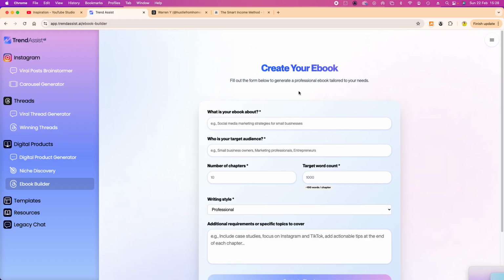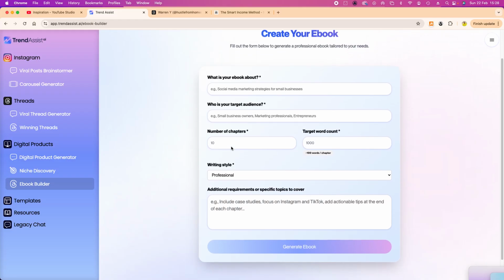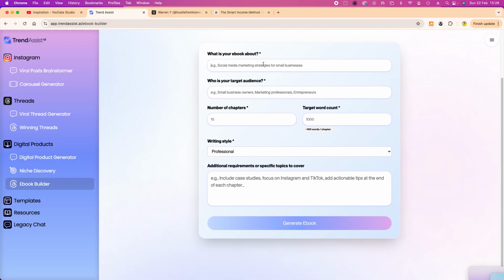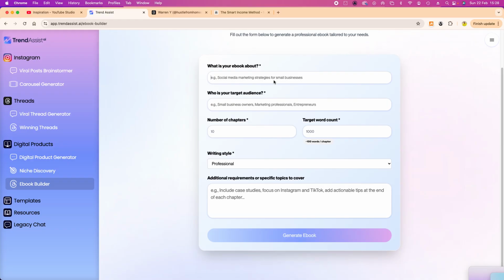Ebook builder. Fill out and generate a professional ebook tailored to your needs. So what is your ebook about? So it looks like it's gonna think. So let's say I've got an idea for a book. It's to help women get their partner. This is an idea that I thought of the other day. Get their partner to propose to them in 30 days.